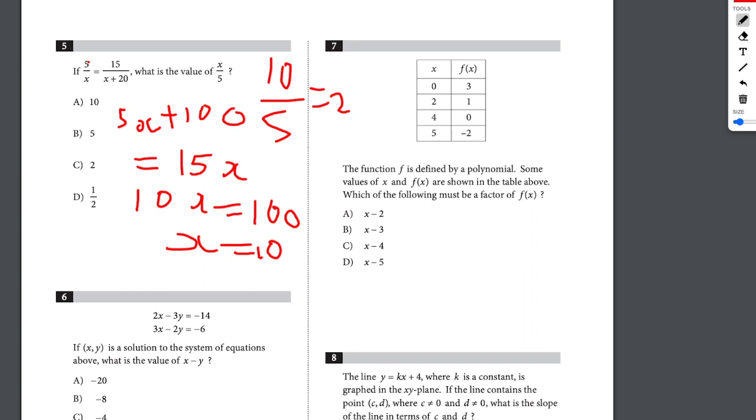Answer is 2. And I mean, I guess you can plug and play. 5 over 10 is 1/2. If you plug in 10 here, you'll get 15 over 30, which is also 1/2. So basically the same thing. Boom. Okay. I think that answers that.